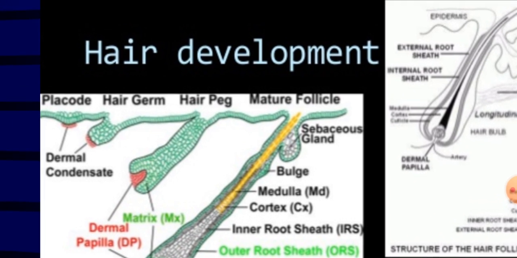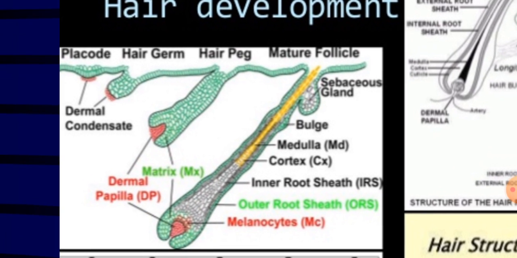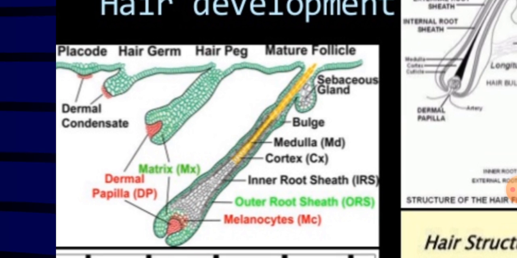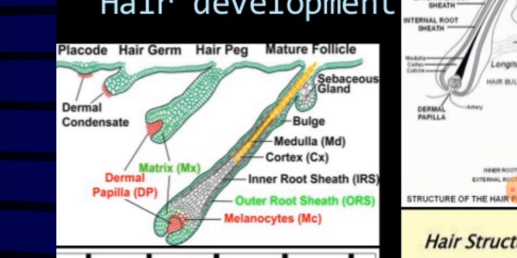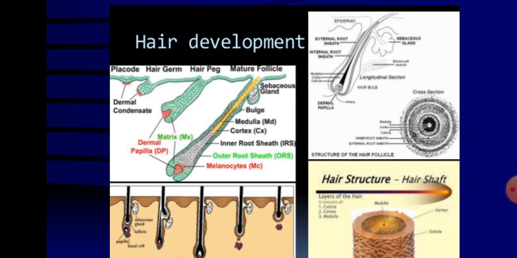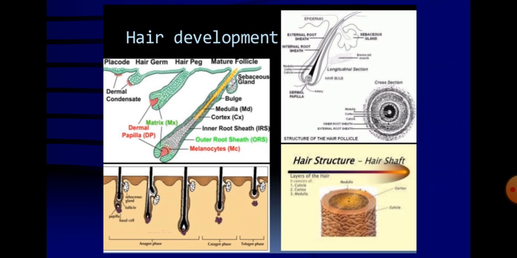Here you can see the structure of a hair follicle. The hair follicle is growing from the dermal papilla and it is coming out as a follicle. Melanocytes are present in the base of this papilla, which gives the color melanin to the hair.